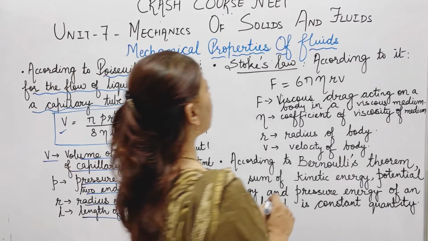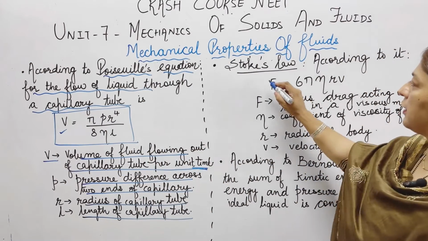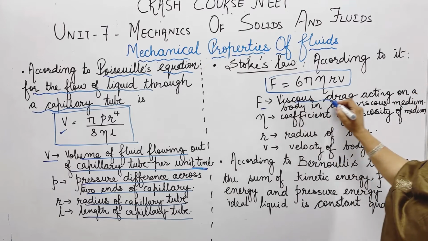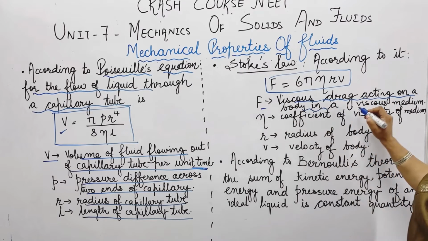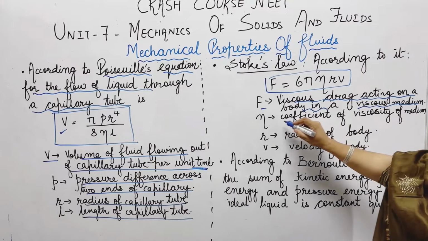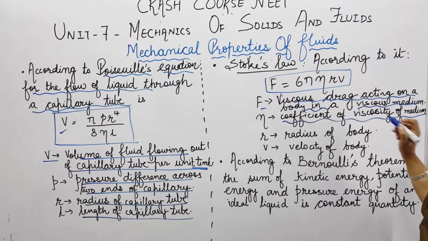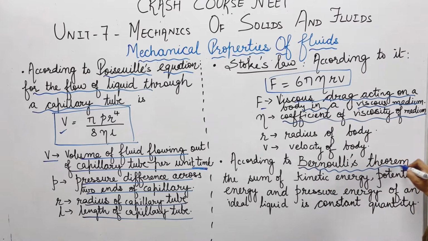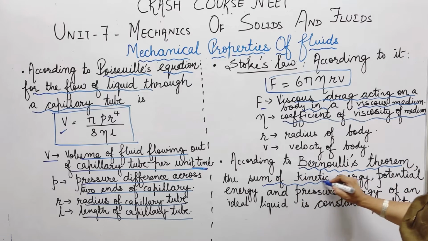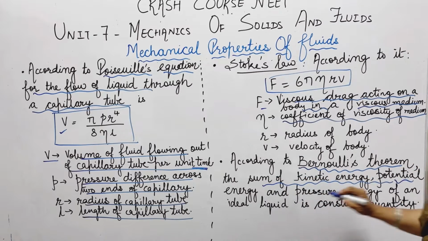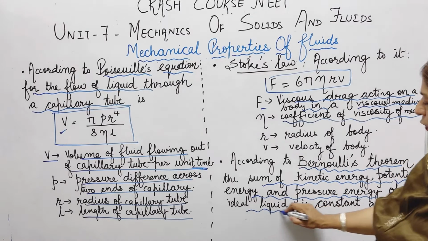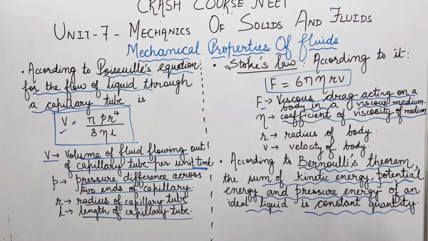The next is about Stokes' law. According to it, F is equal to 6 pi eta r v, where F is the viscous drag acting on a body in a viscous medium, eta is the coefficient of viscosity of the medium, r is the radius, and v is the velocity of that body. The next is a very important Bernoulli's theorem. According to it, the sum of the kinetic energy, potential energy, and the pressure energy of an ideal liquid is a constant quantity.